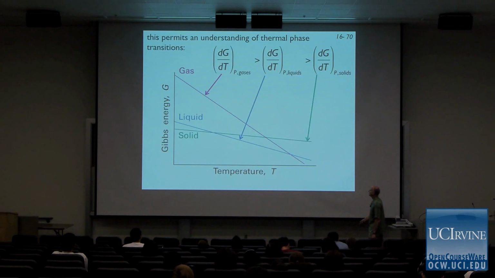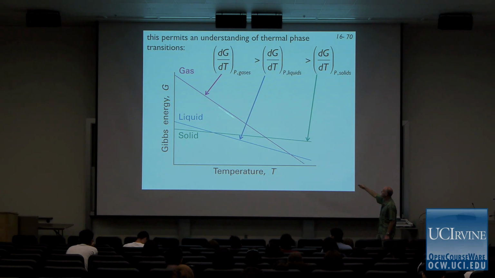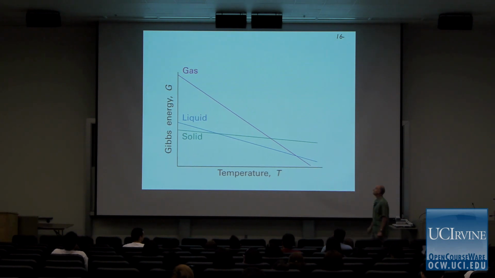One of the consequences of the chemical potential is in understanding this diagram right here. Once again, this is the Gibbs energy on this axis, and this is the temperature on this axis, and we're talking about three phases of a particular component, let's say water. The slope of these lines is going to be dictated by these derivatives. In other words, the slope of this line is going to be equal to minus the entropy for vapor phase water. This is minus the entropy of liquid water, and this is minus the entropy of solid ice.